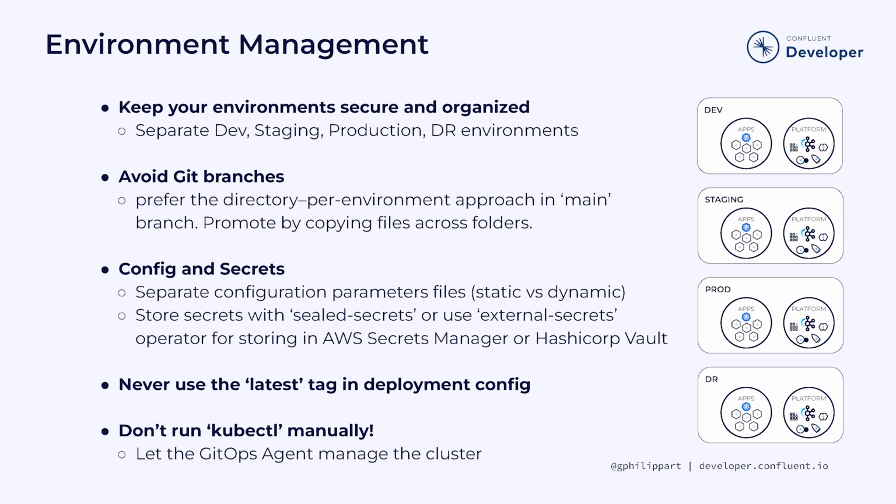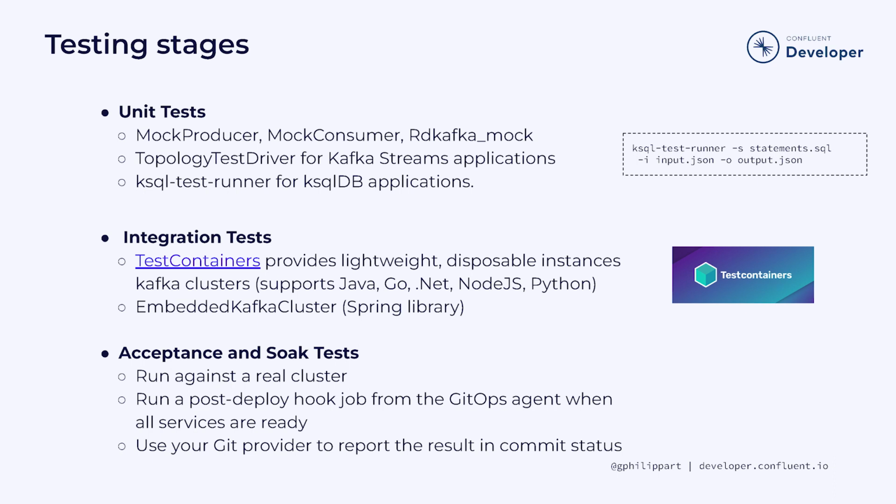So don't run manual kubectl commands or scripts unless you have a very good reason to do so. In case rogue commands are being issued on the cluster, configure the GitOps agent to automatically fix those changes and restore the desired state.